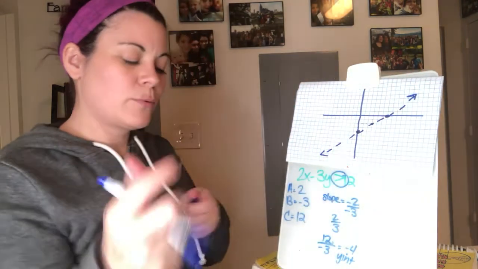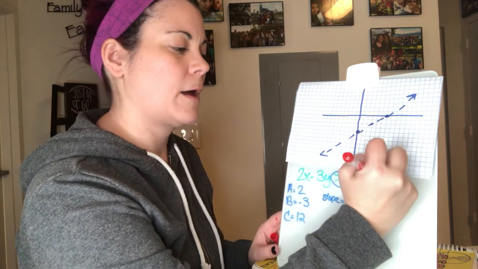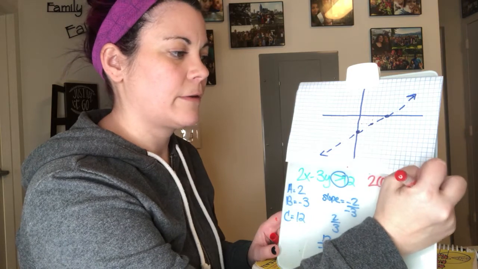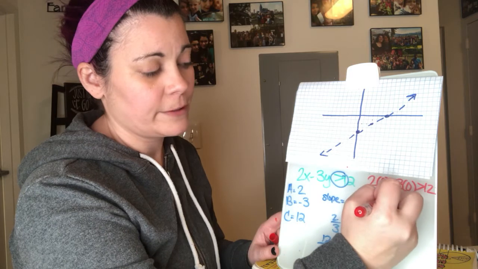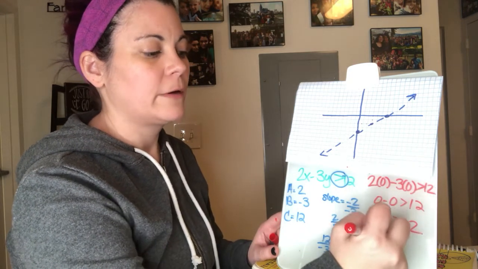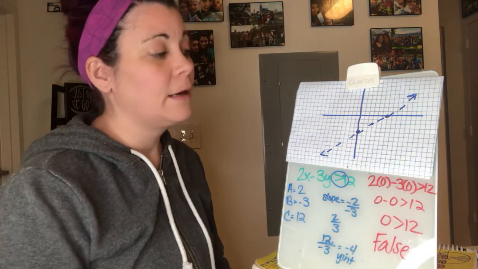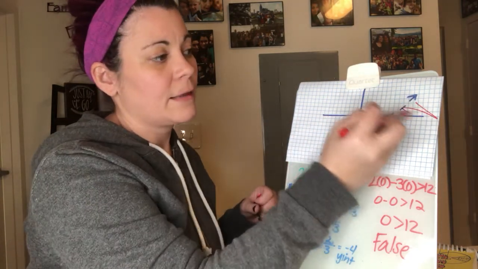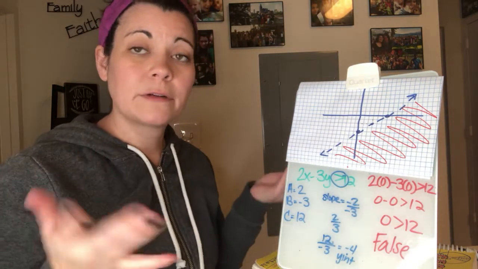Then I'm going to plug in the point 0, 0 for x and y. So 2 times 0 minus 3 times 0 is greater than 12. 0 minus 0 is 0. 0 is greater than 12, and this makes a false statement. That means the side of 0, 0 is not going to be shaded; the other side is going to be shaded. And this is how you graph linear inequalities.